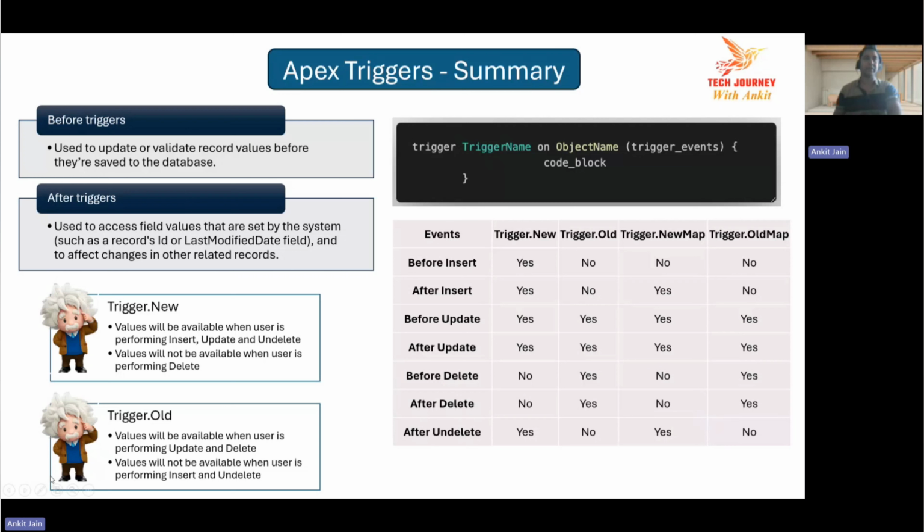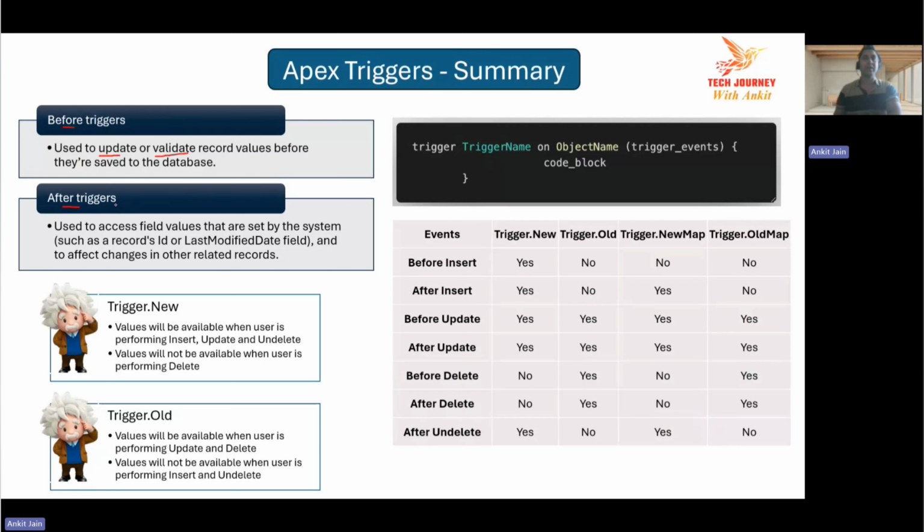There are basically two types of triggers: the before trigger and the after trigger. A before trigger executes before the record is saved, and an after trigger executes after the record has been saved. As a developer, you should write a before trigger whenever you have to update a field of the same record or perform validation of the record.